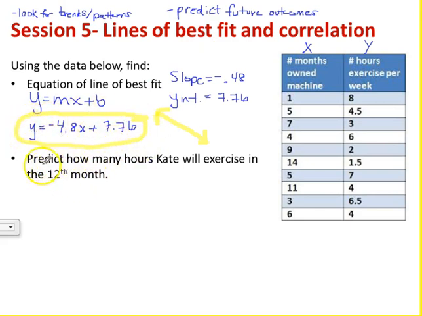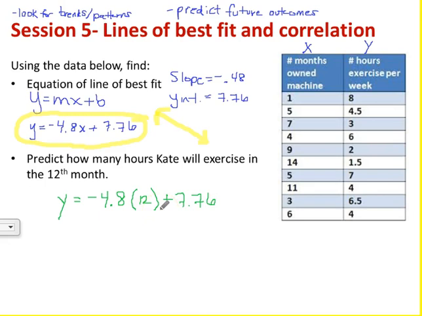So it says, predict how many hours Kate will exercise in the 12th month. Well, let's use this equation, and remember, x represents the number of months, and y is going to tell us the number of hours of exercise per week. So let's go ahead and find that out. I'm going to change colors here. So we've got y equals negative 0.48 times x, the number of months. We want to find out the number of hours in the 12th month, and then plus 7.76. So let's do the math.